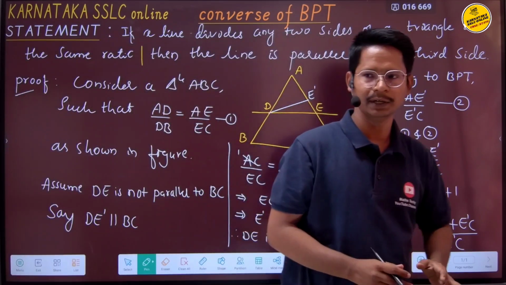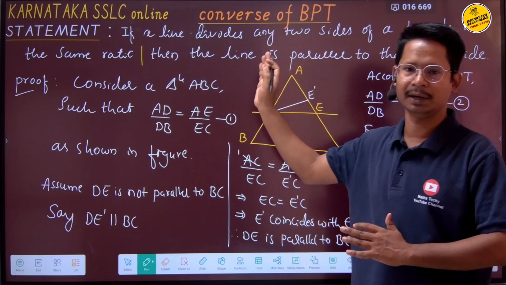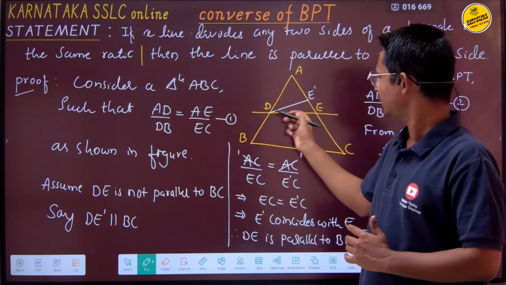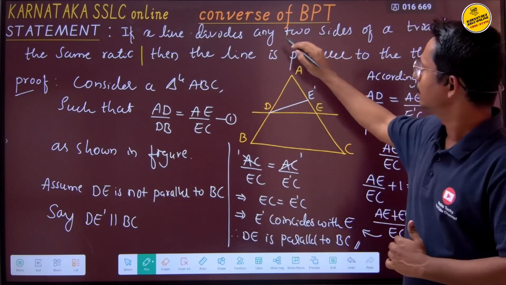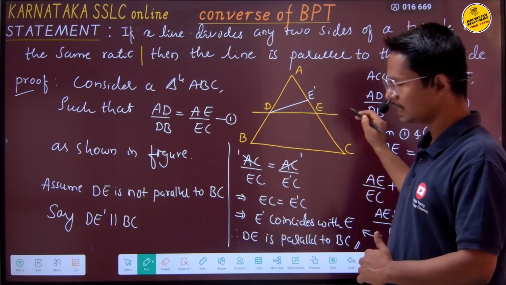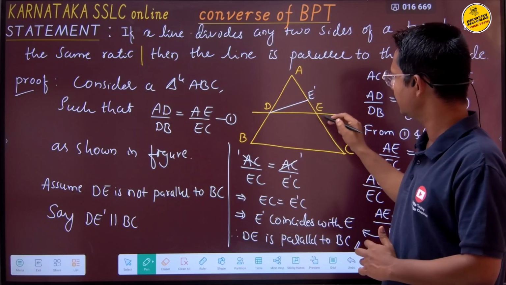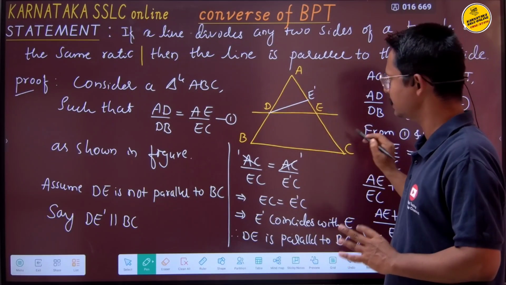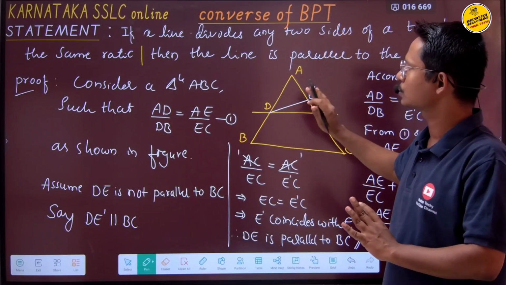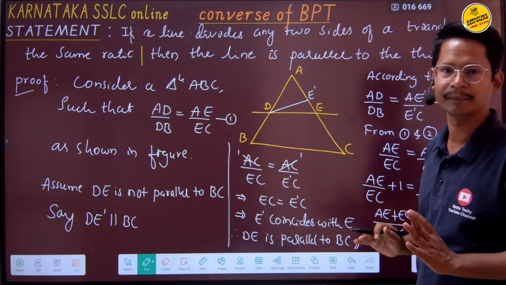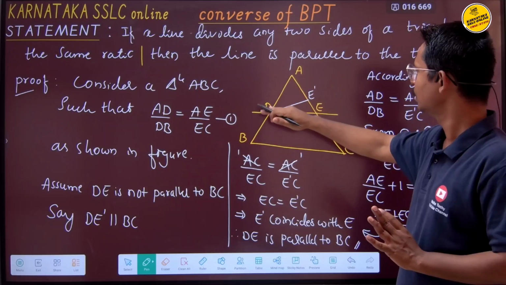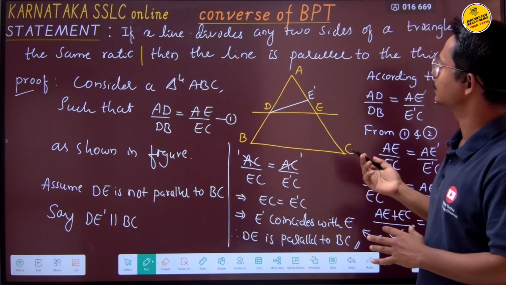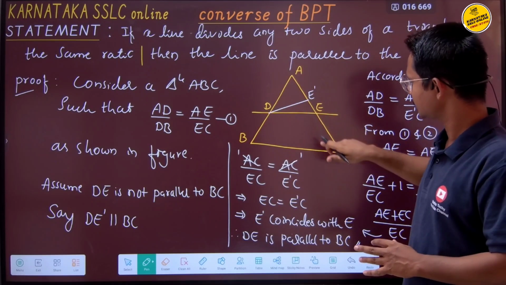So what we did, we first used the given statement. According to the statement, we wrote that the line DE divides this triangle as AD by DB equal to AE by EC. Till that time he has not given anything about BPT. He just said the line divides the two sides in this ratio, and I wrote that. In the second case, we need to prove this line to be parallel.